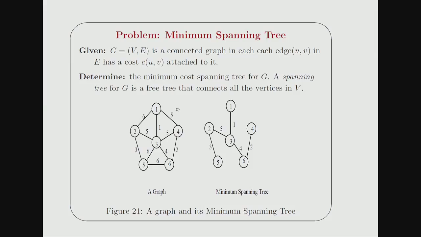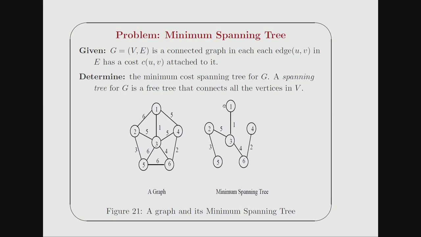So here you find that 3 to 5 is 6 over here. From 1 to 2 the cost is 6, 3 to 2 the cost is 5, 3 to 4 the cost is 5, and 3 to 6 the cost is 4, and 3 to 5 the cost is 6. So what we do is, amongst all these edges which connect, 4 is the cheapest edge, so we choose the 4 edge. Okay, and now what happens?